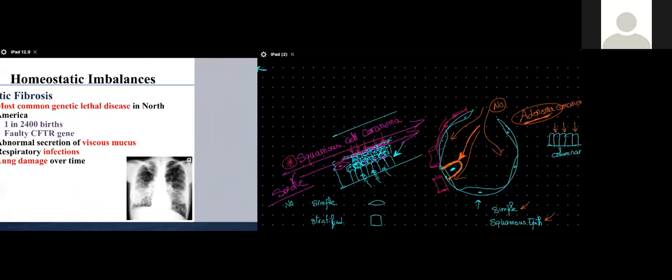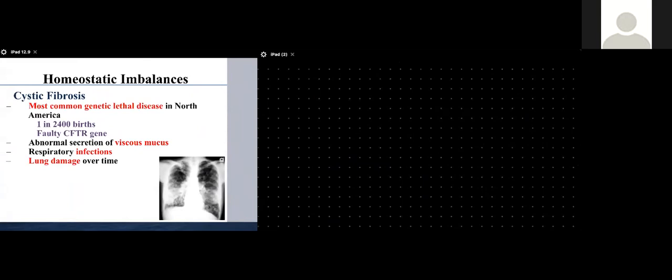Moving on to another homeostatic imbalance, and the last topic today is going to be cystic fibrosis. Cystic fibrosis is a genetic disease. It's one of the most common lethal genetic diseases in North America. It's going to be 1 in every 2,000 births. I have a faulty gene, the CFTR gene, cystic fibrosis gene, is faulty here.